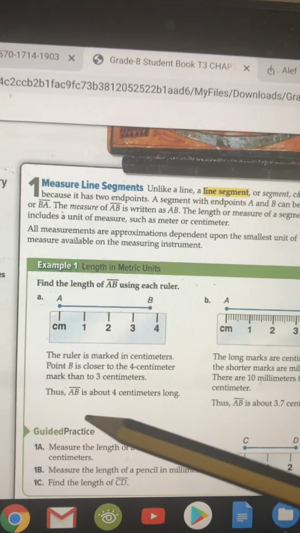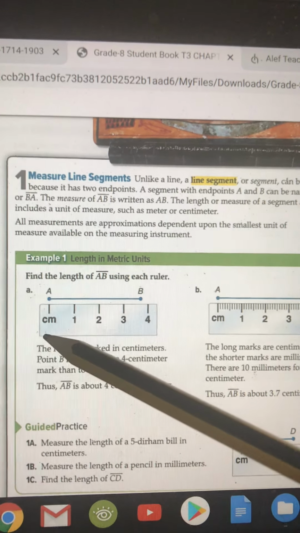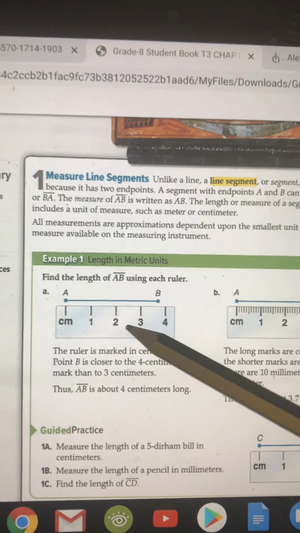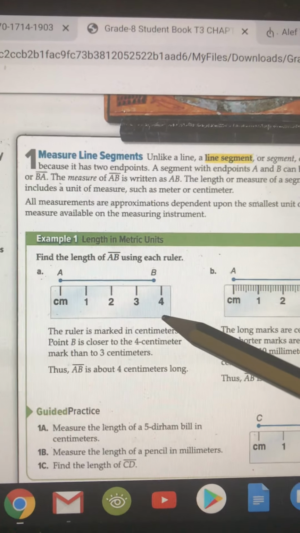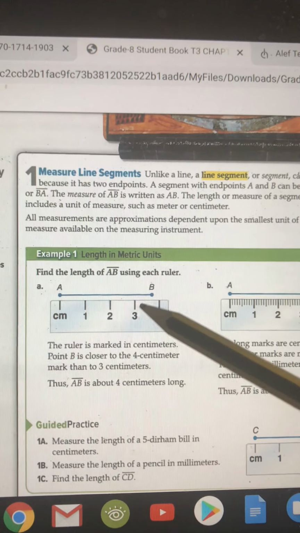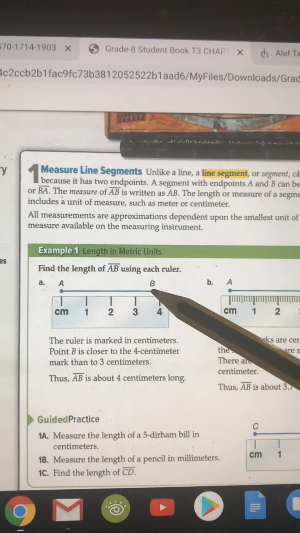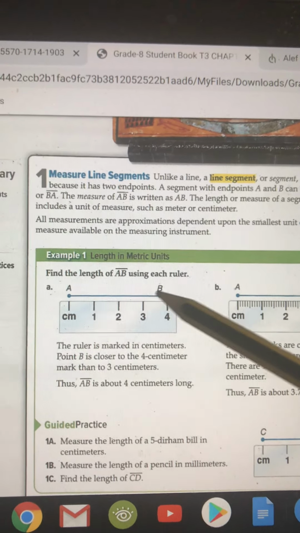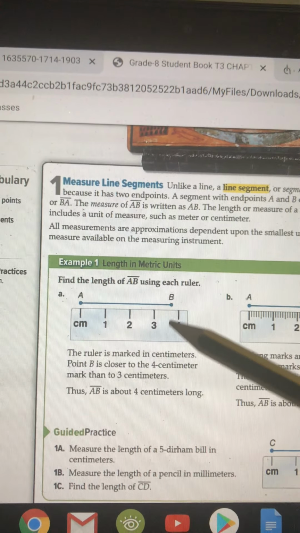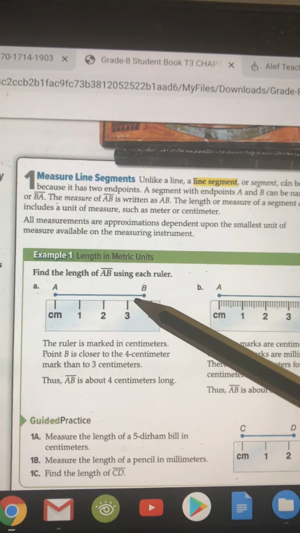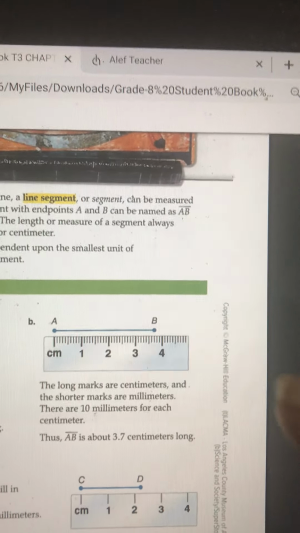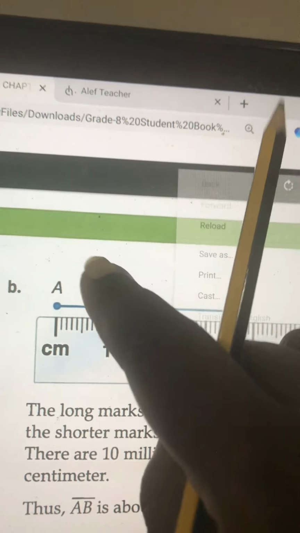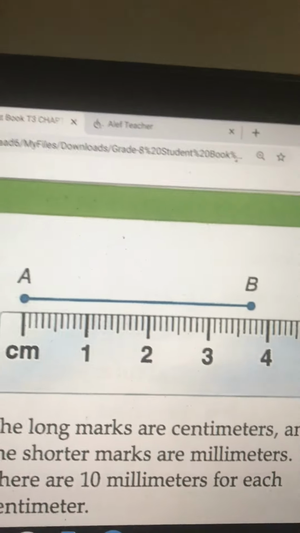Now, what does the question say? This one is more than a unit because it has passed 1. So it is 3 whole units and some part, but this part is closer to 4. So this is 4 units. I can say this line segment AB is about 4 centimeters long.